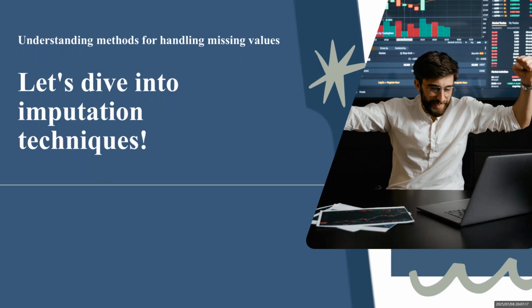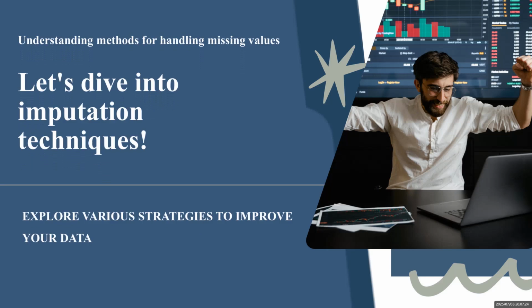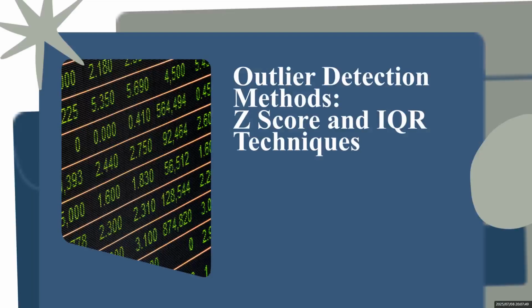Now, understanding methods for handling missing values, let's dive into imputation techniques. We are going to explore various strategies to improve your data set. Consider the imputation techniques for missing values. Techniques such as deletion, mean or median imputation, and forward fill are essential for effective data analysis. Understanding these methods ensures robust data sets for accurate ML models or frameworks.